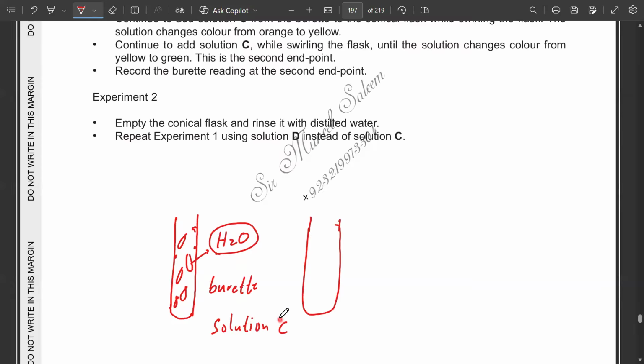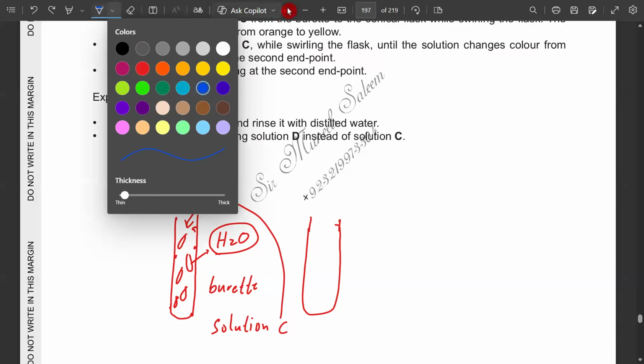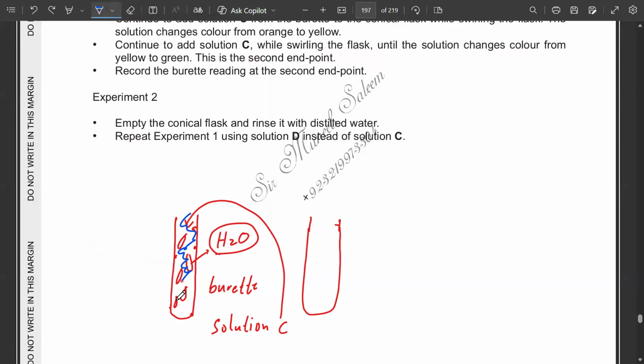If you do not rinse it, then solution C was directly used in the burette. I will change the color of the solution C. Let's suppose solution C is blue in color. So this blue solution C is also present along with the water droplets. In this case, you have basically diluted the solution C. If you did not remove the water by rinsing with the solution C, you have basically added water to the solution C. So solution plus H2O both are there in the burette, although very small in quantity, but still they are there.